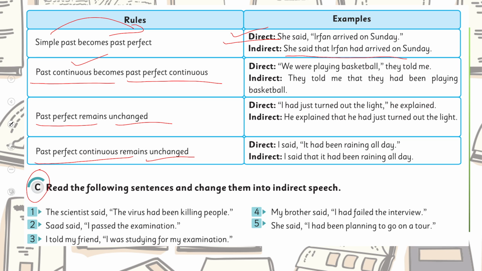Now what you're supposed to do is change these following sentences one by one and convert direct speech into indirect speech. The scientist said the virus had been killing people. Now, we will not change it. We will say the scientist said that the virus had been killing people, and that's all.